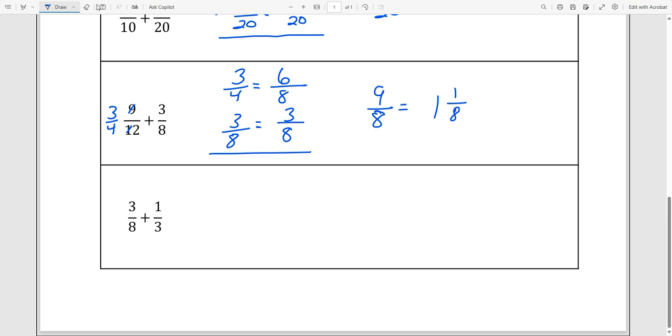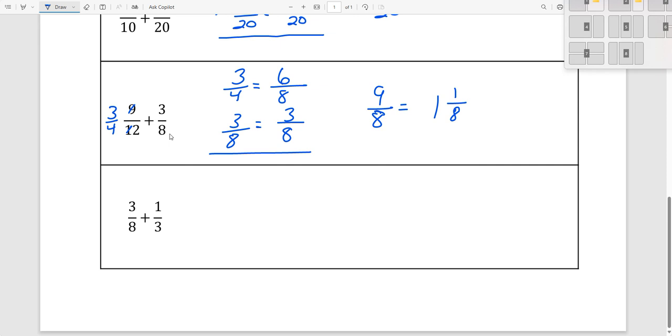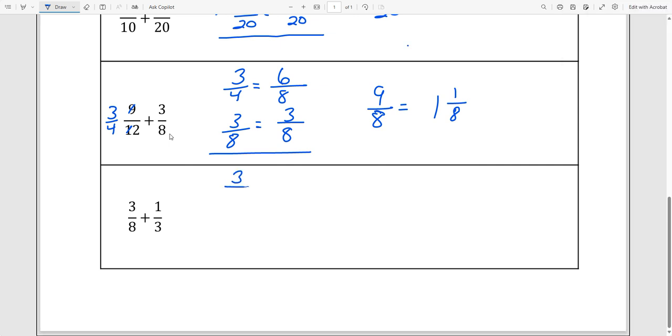Finally, let's do this last one. We have 3/8 plus 1/3. Let's line these up. Again, we're going to look for our greatest common denominator or least common denominator, and again, use the larger denominator. So 8, we'll use the multiples of 8. The next multiple of 8 is 16. 3 does not divide into 16. So we'll go to the next multiple of 8, which is 24. And 3 does divide into 24 evenly. And so 24 is our least common denominator.